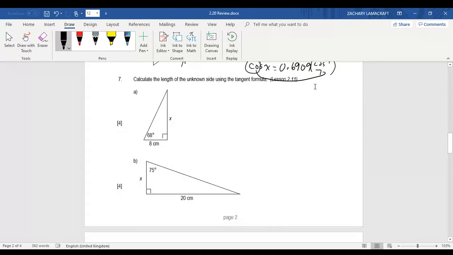Okay. For the following, it says calculate the length of the unknown side using the tangent formula. So we know tangent, once again, is TOA. So tan theta is equal to opposite over adjacent. Okay. If we use this first one, we see that we have an angle, and this would be our opposite. This would be our adjacent, and then that long one obviously being our hypotenuse, but we don't need to use it in this example.